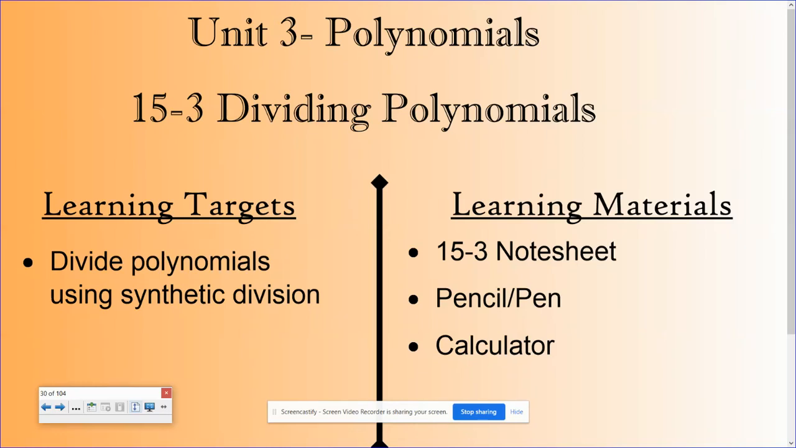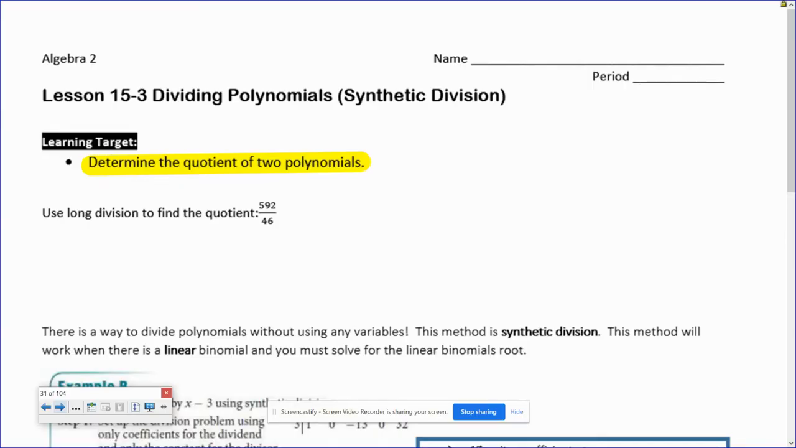So we're back in activity 15. Today we're going to be dividing polynomials using what's called synthetic division. So we're using a note sheet for this lesson. Get that note sheet that's attached in Google Classroom, and we're going to get started here.